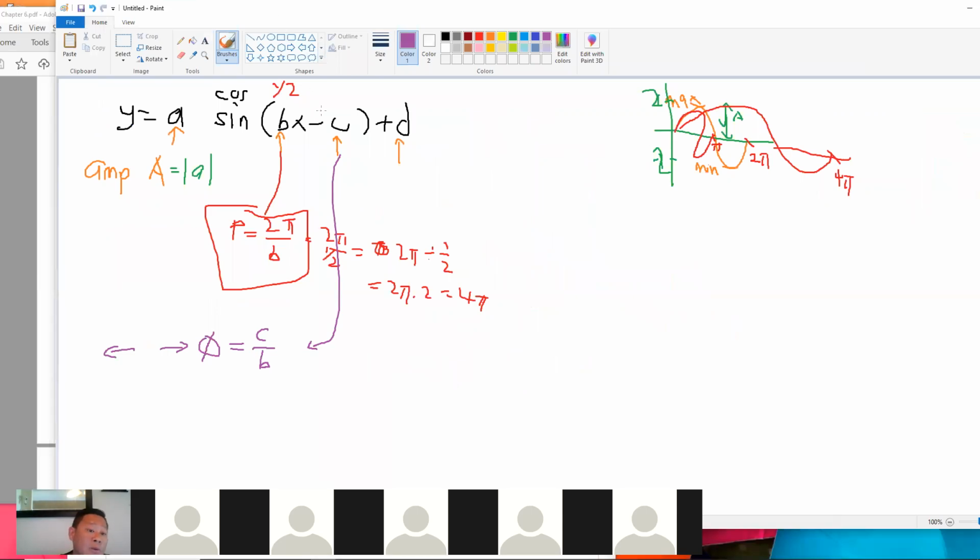I just want to point out to you guys that this formula has a negative in it. So if you have sine of x plus pi over 2, do you guys know what your C is in this case?